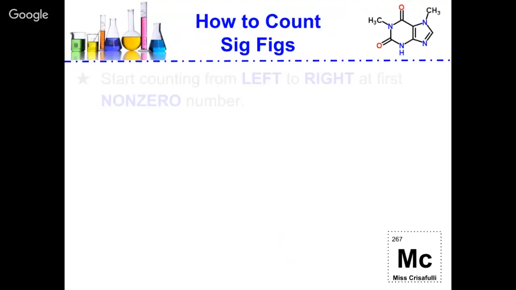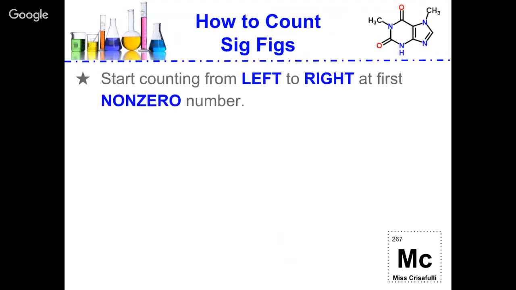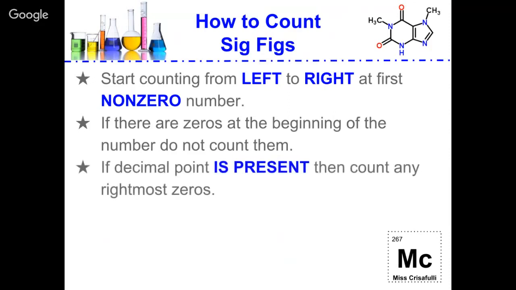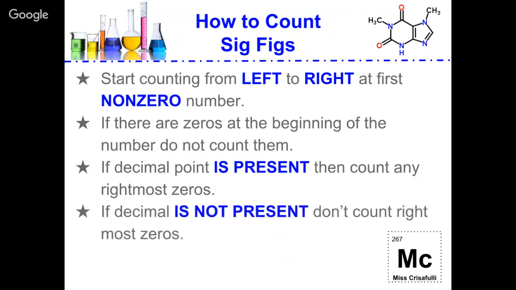So how to count significant figures. You're going to start counting from left to right at the first non-zero number. If there are zeros at the beginning of the number, you're not going to count them. And if the decimal point is present, then you're going to count any rightmost zeros. Those are the tricks. If a decimal is not present, then you don't count the rightmost zeros. All of these are tricks, and we're going to go through some practice problems.